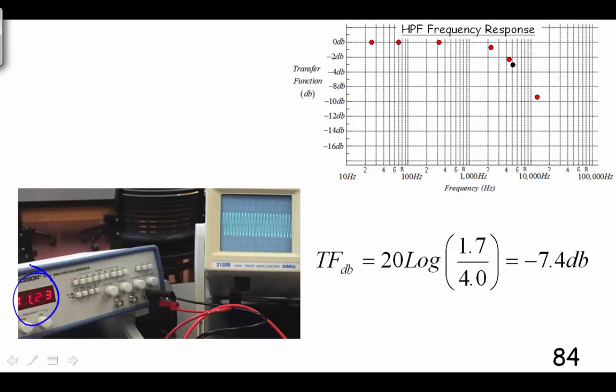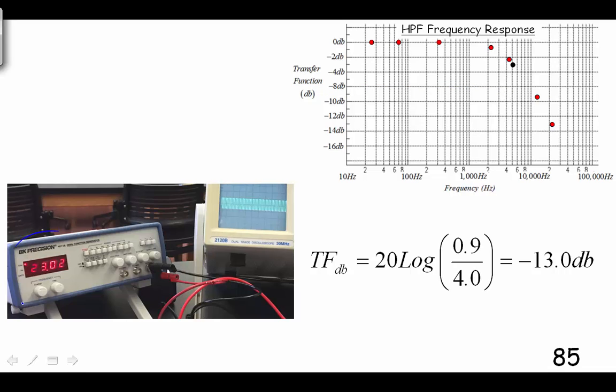Okay, I'm increased to, this is kilohertz. You can't see the dot here, but that's 11,000 hertz. So there's 10,000, 11,000 would be somewhere in there at negative 7.4 decibels. 23,000: there's 10,000, 20,000 is here, so 23,000 I'm estimating is about there, and we're at negative 13 decibels.